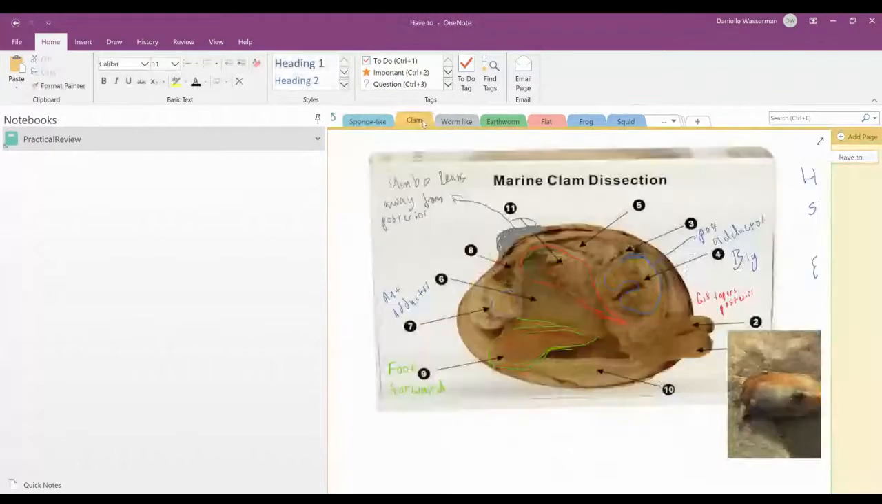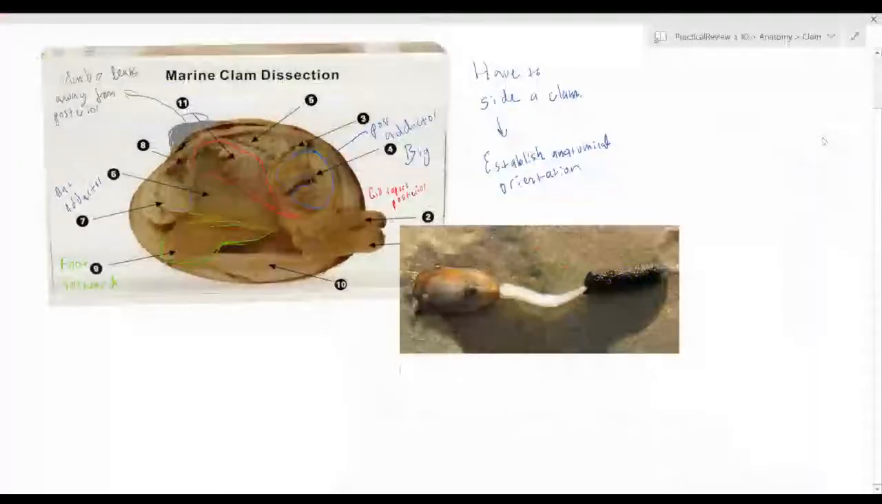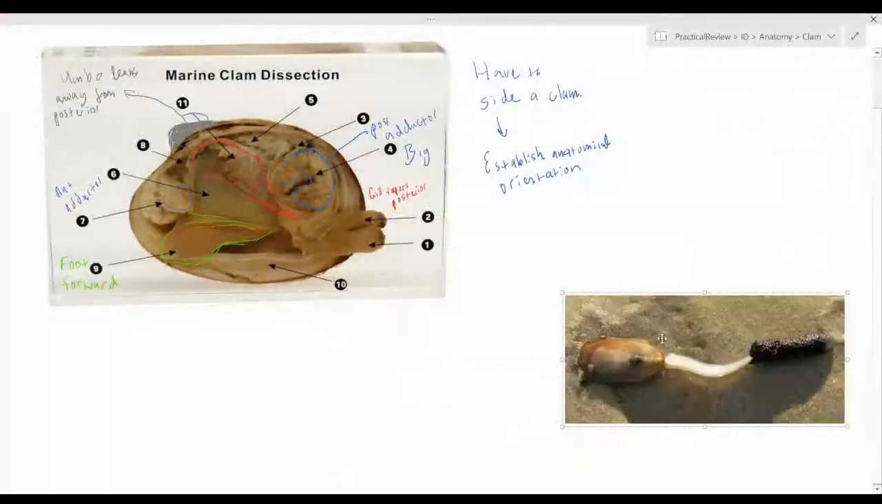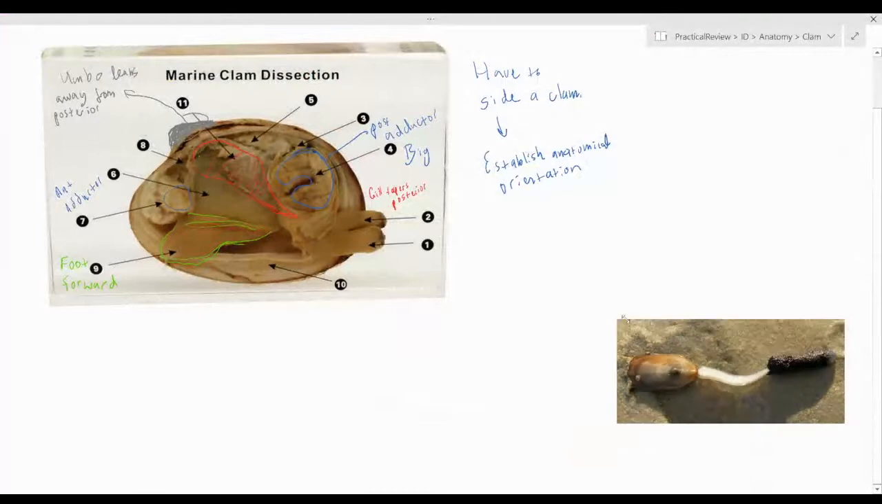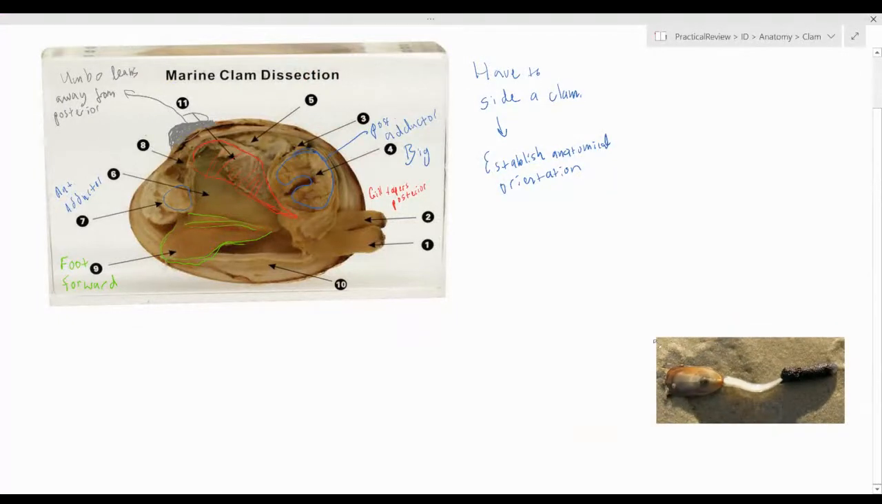So let's move on to clam, which is a mollusk. This is a clam. This is not even a mollusk, which is why I'm moving it away. But I have it on this page for a reason. So you may have pointers to parts, such as this, and you'll be asked to identify one or more parts of the anatomy. And at the same station, you'll be asked a question about its taxonomy or function of one of the organs.